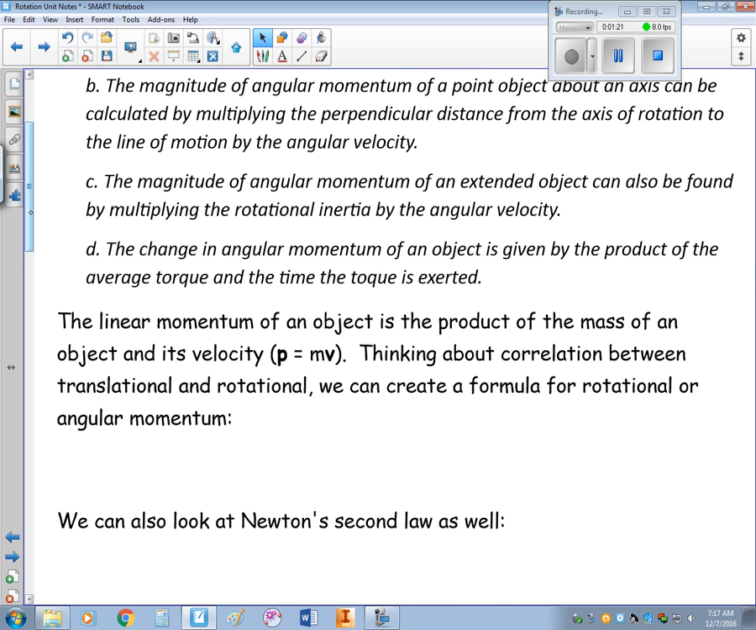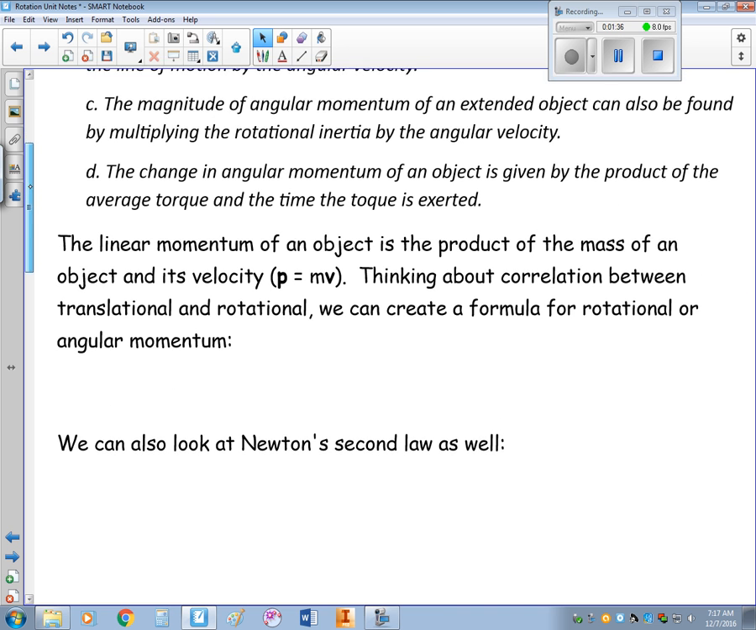And then the change in angular momentum of an object is given by the product of the average torque and the time the torque is exerted. So that's a lot like how the change in linear momentum is equal to force multiplied by time. The impulse-momentum theorem, really.